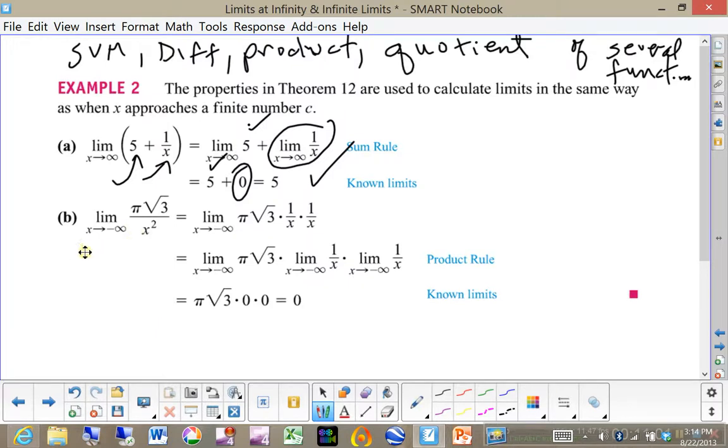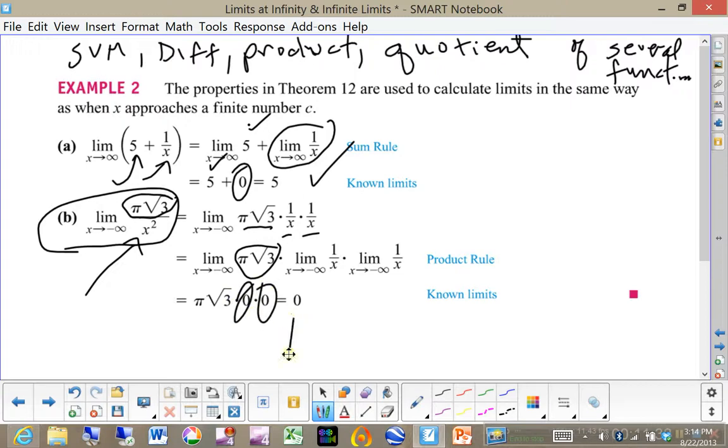Now, part B here, we have the limit of a constant divided by x squared, which we can write as a constant times 1 over x times 1 over x. And so that is the product of three functions: a constant, a 1 over x, and a 1 over x. And so you multiply out the individual limits and you get a constant times 0 times 0, and the limit, of course, is 0.